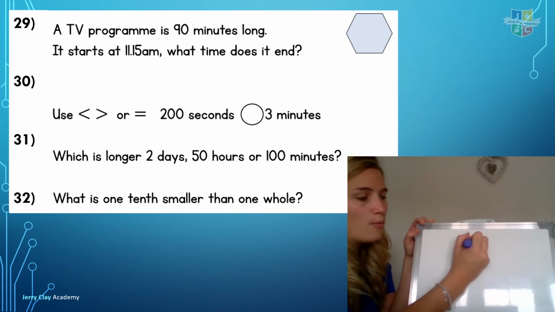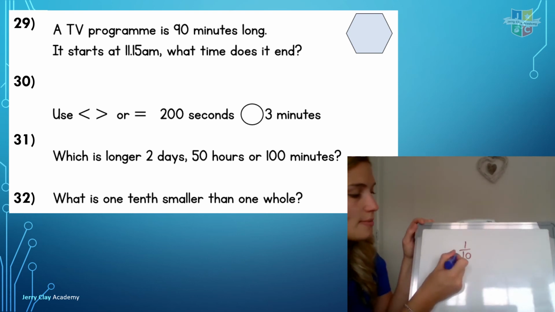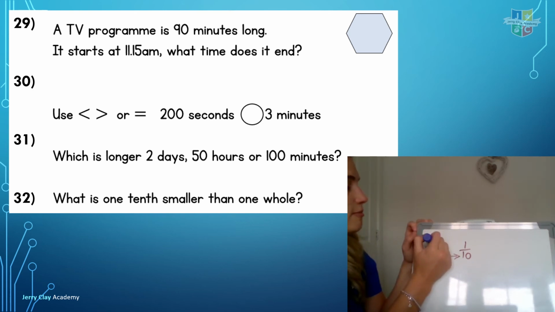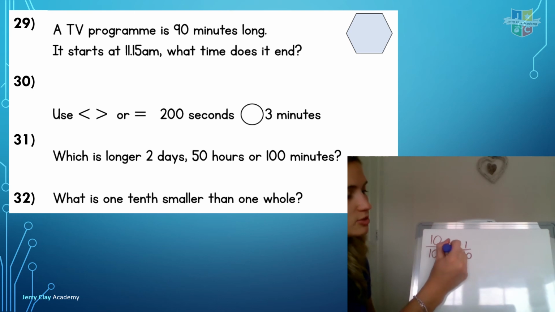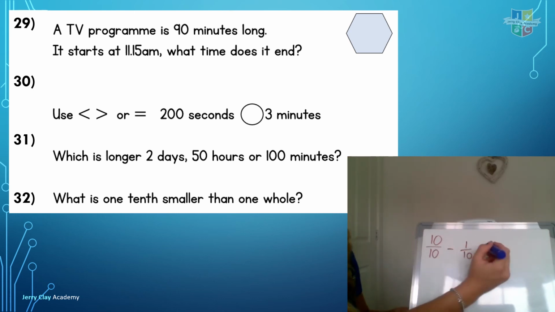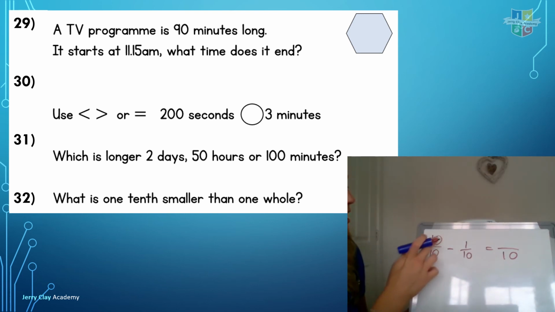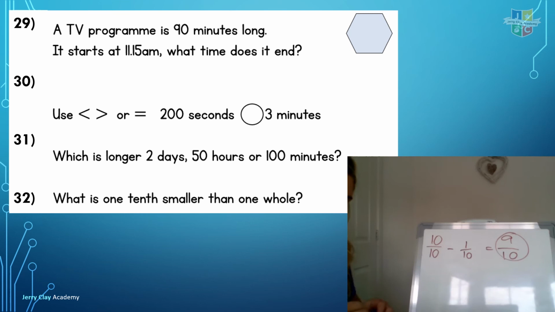Finally, we want to know what 1/10 smaller than a whole is. Now, I know my denominator is 10, so if it's a whole, my denominator still has to be 10, but my numerator would also be 10, because my numerator and my denominator are the same. So I'm doing 10/10, take away 1/10. Your denominator will stay the same, and 10 take away 1 is 9/10. Well done if you've got those.